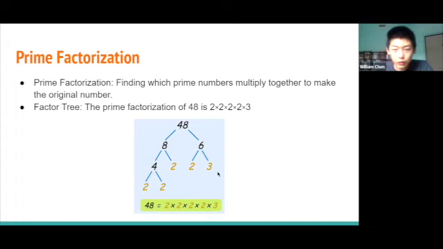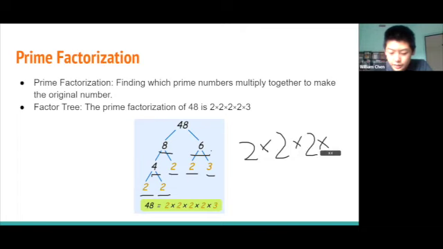For example, looking at 48, 48 equals 8 times 6. We can split 6 up further into 2 and 3. We can split 8 into 4 and 2. 4 equals 2 times 2. Since 2 and 3 are all prime numbers, this is its prime factorization: 2 times 2 times 2 times 2 times 3.